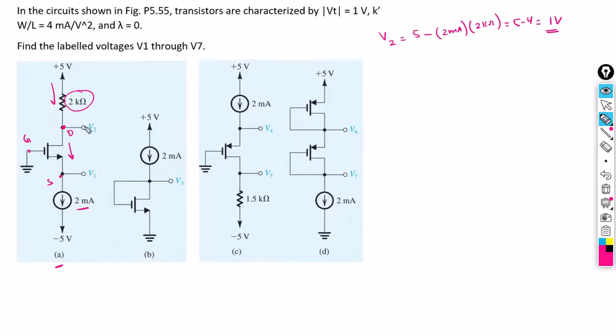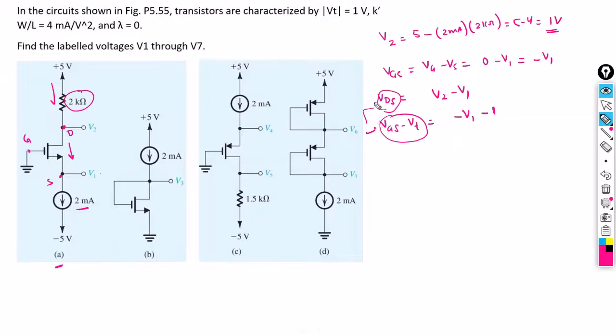From the first part of figure A, we can write VGS as VG minus VS. So we can write it as 0 minus V1, as minus V1. We can write VDS as V2 minus V1. So VGS minus VT we can determine as minus V1 minus 1. So we can compare VDS and VGS minus VT without the V1 value, which means for the comparison of VDS and VGS minus VT, we don't need the value of V1.